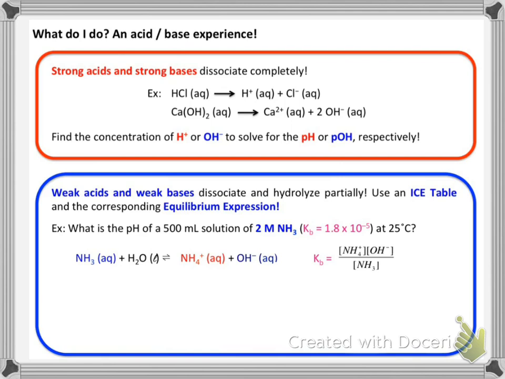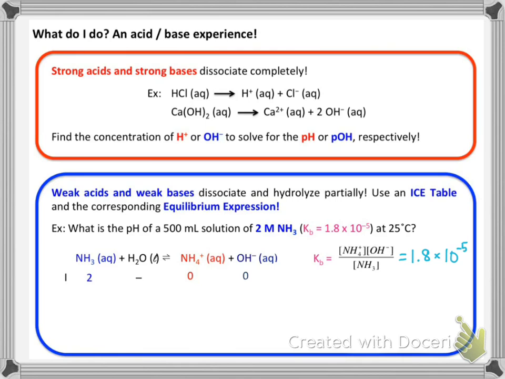And because this is a base reaction, we need a Kb, which they've given us, and we know that our Kb expression is going to be equal to our aqueous products over our aqueous reactants. So we'll have the ammonium times hydroxide divided by the ammonia concentration. And that's equal to 1.8 times 10 to the minus 5.